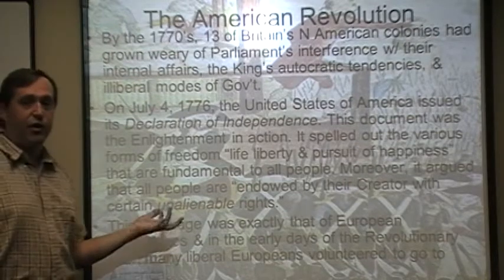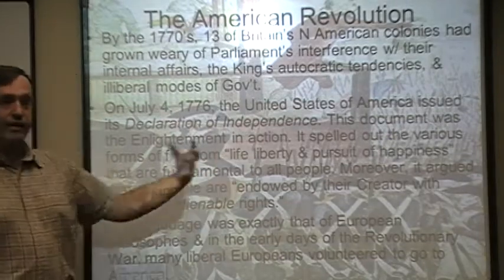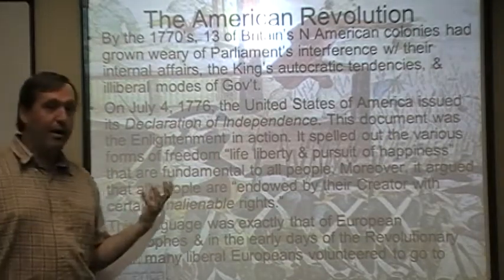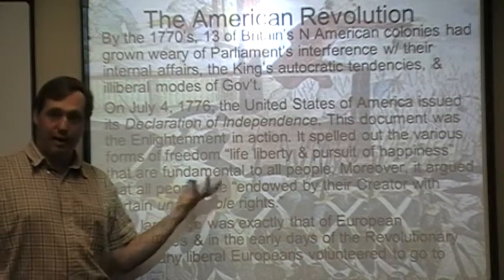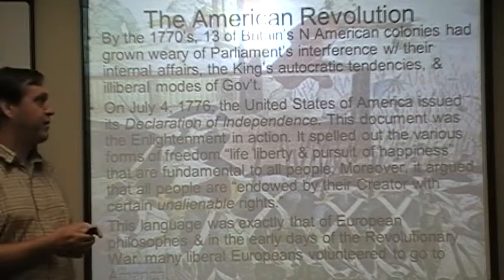And what you're going to see is during the early days of the American Revolution, a lot of very liberal-minded Europeans are going to volunteer to come over and help America achieve these political goals, because in them they say, oh, well, yeah, the ideas that we're talking about here in Europe, the Americans are actually doing.